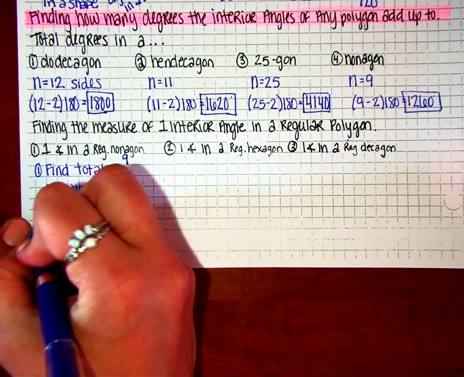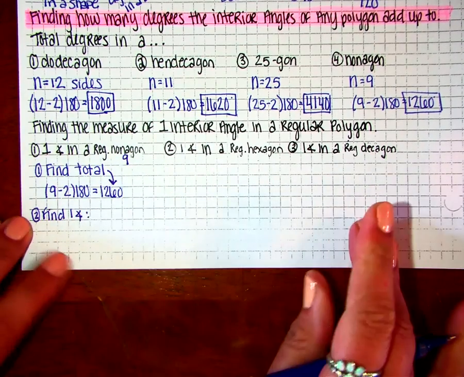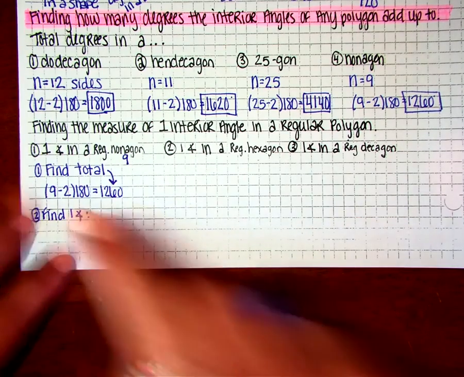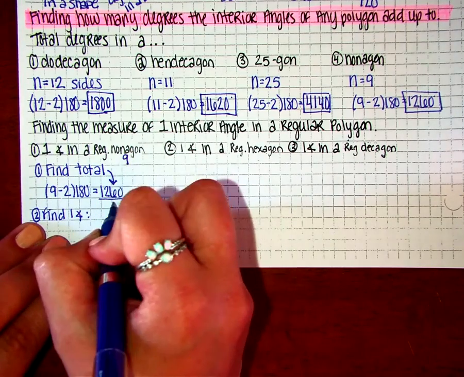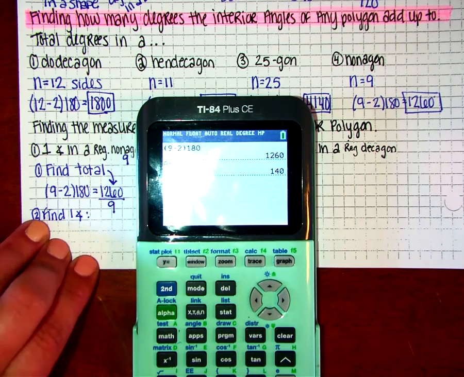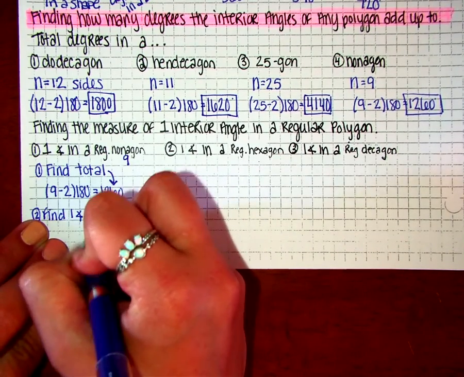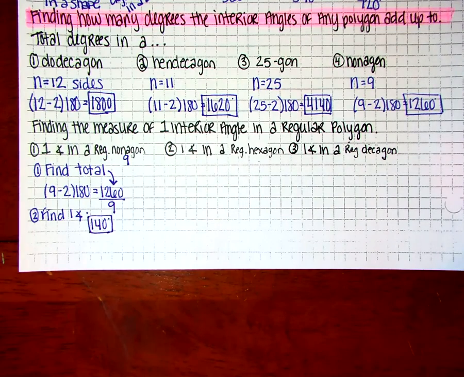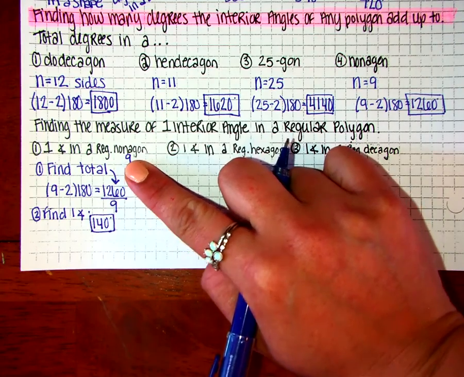Now, the second thing I want to do is find one angle. Well, if I have 9 angles and I just want one, what should I do with my total? I should divide by how many angles there are, which is 9. So 1260 divided by 9 means each angle is 140 degrees. So when you're trying to find one angle, you have to find the total first. Then you just break it up into how many pieces there are. One angle in a 9-sided figure, I want to divide by 9.